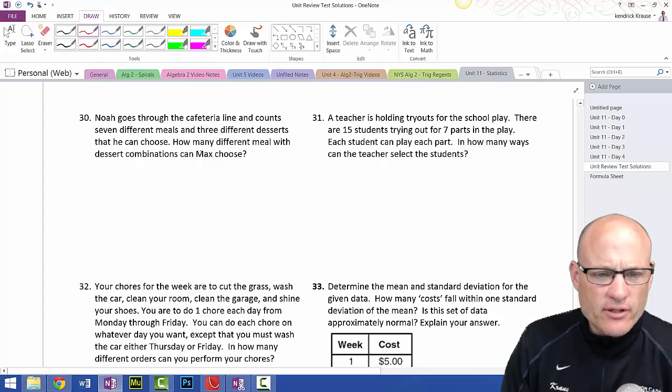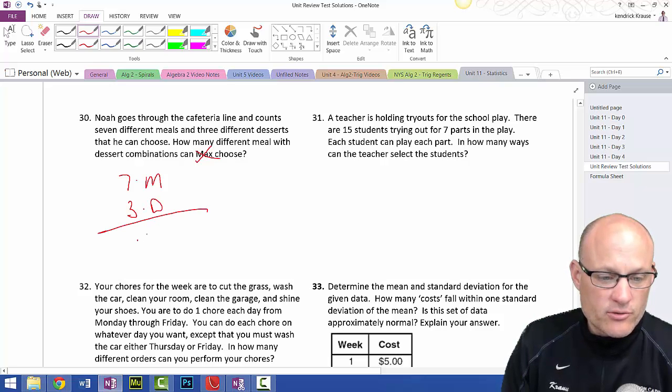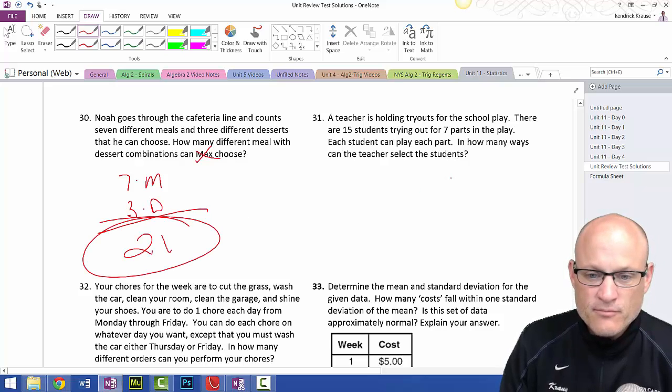Noah goes to the cafeteria. I don't know why I chose Mac. I changed the problem. So there are 7 meals and 3 desserts. He wants to pick a meal and a dessert, so there are 21 ways he can do that.